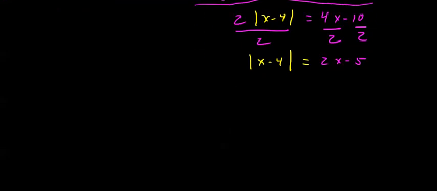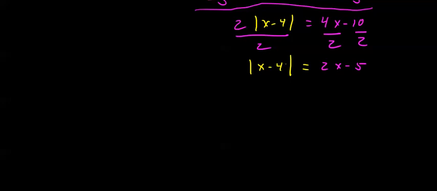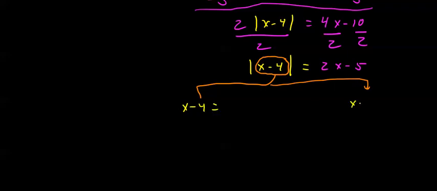And now we write our 2 equations. We take what's inside, the x minus 4, and we write it down twice. x minus 4 equals, x minus 4 equals, and just like before, it equals this, 2x minus 5, and the opposite, so the positive becomes negative, and the negative becomes positive. Just like in the other problem, it's equal to the thing on the right and the opposite of that.